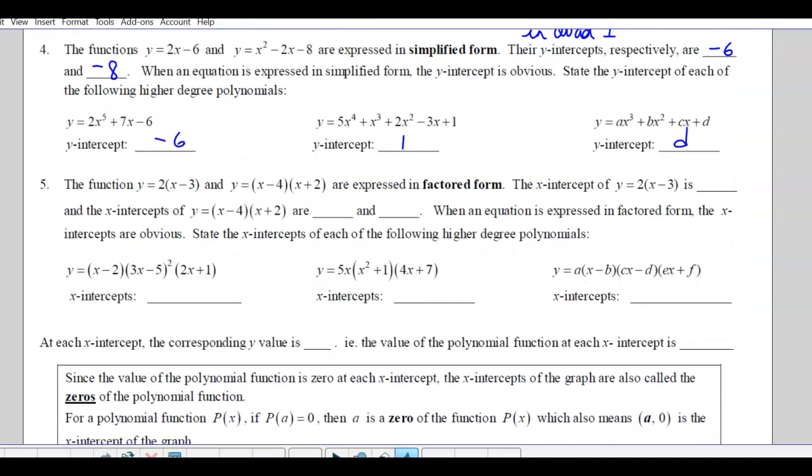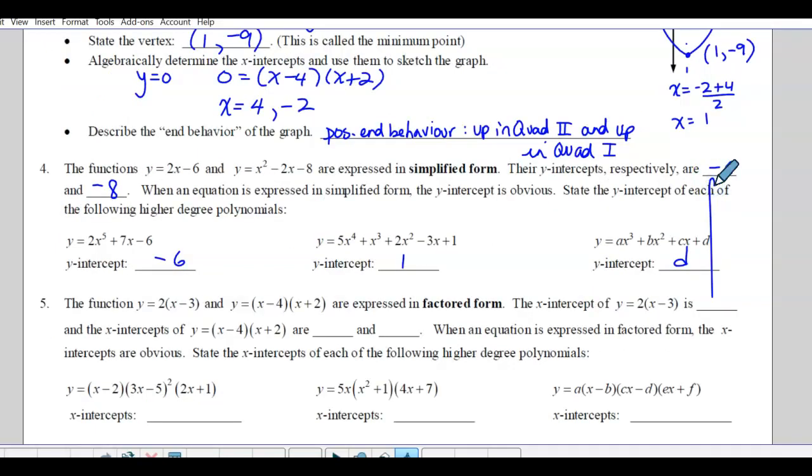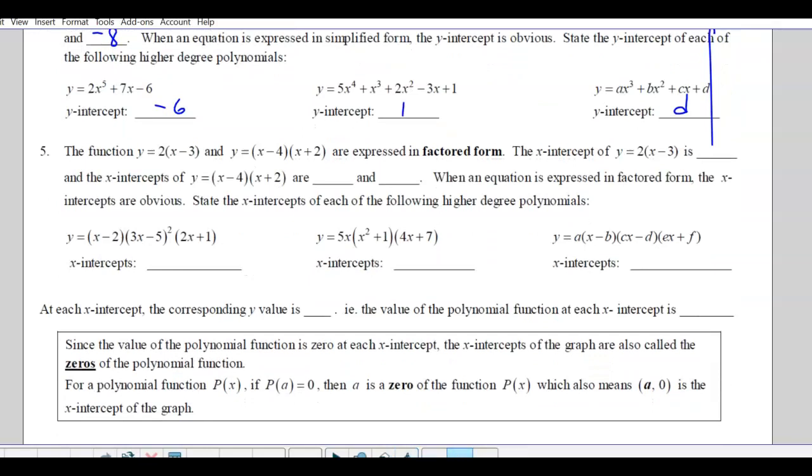Then factored form is written out again for you there that we did. The x-intercepts of the linear, there's just one of them, was 3. X-intercepts of the quadratic, I'll put them in numerical order, -2 and 4. Okay, so now take a look at these higher degree and state the x-intercepts. All you do is look at the factors and figure out what x value makes each factor equal to 0.